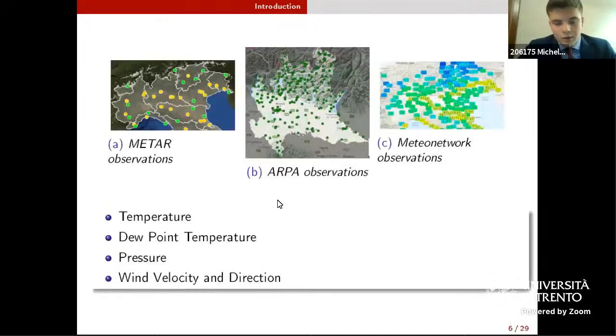The observations come from the meteorological airdrome reports, mainly issued by the Italian airports, from the regional agencies for the protection of the environment existing in every Italian region, and from Meteo Network, a non-profit organization which collects many stations, especially in northern Italy. Specifically, the assimilated observations are surface temperature, dew point temperature, pressure, and wind velocity and direction.